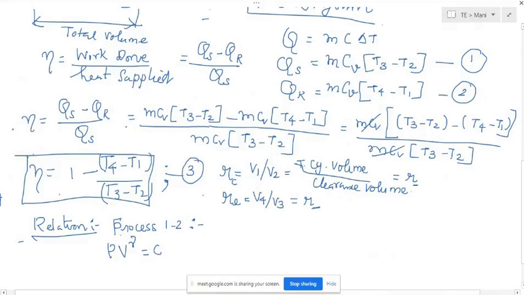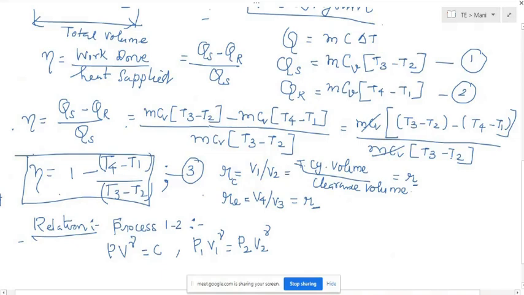So here we are considering the process 1 and 2. So we can say P1 V1 power gamma equal to P2 V2 power gamma, right? Because the constant is the same between the process 1 and 2, which is a reversible adiabatic process, we can rewrite the equation like this. Okay, fine. I hope all of you are clear.